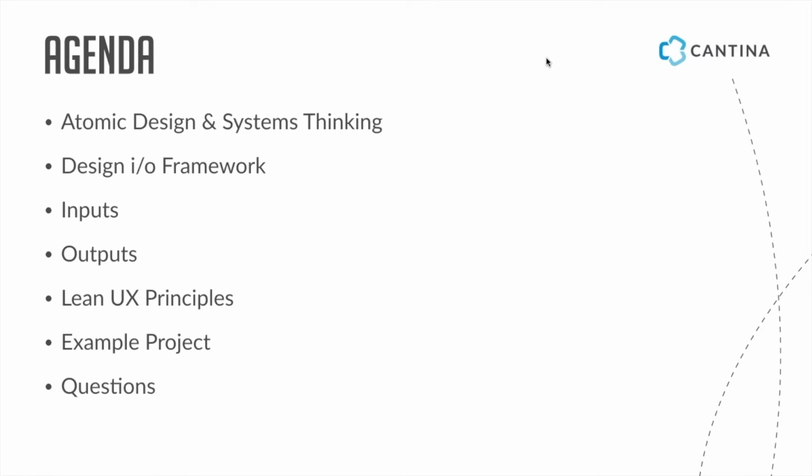Here's our agenda for the day. I'm going to cover atomic design and systems thinking. We'll then delve into the actual framework, Design I/O. We'll go through individually each input, output, and then we're going to circle back to some lean UX principles and talk a little bit how all this ties together. Finally, we'll close with an example project, something that we've done here at Cantina in the last year. And then we'll wrap up with time for some questions and any other information.